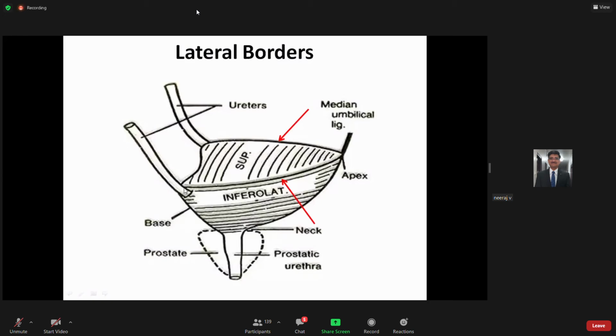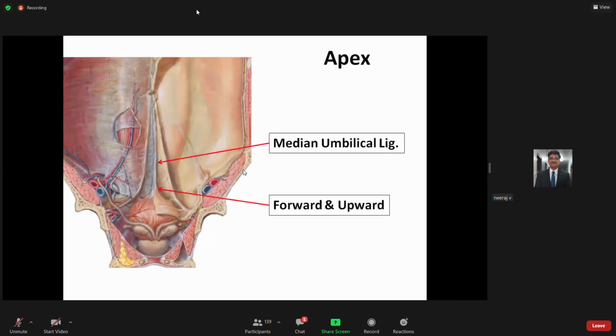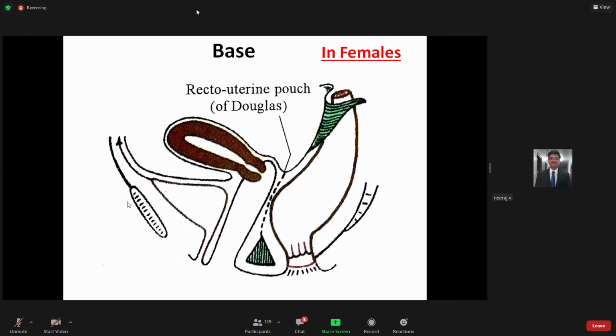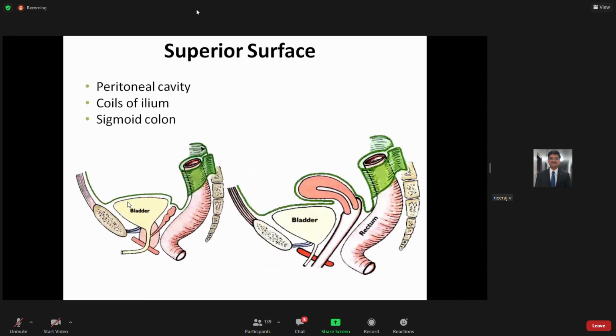Now, in case of male, as I showed you in this picture, this superior surface, which is triangular in shape, is completely covered by the peritoneum. You can see this is completely covered by the peritoneum, right? And above this peritoneum you have the coils of the ileum.